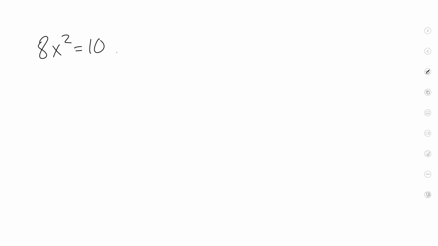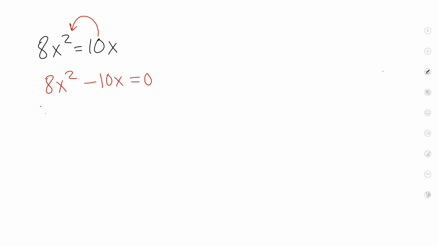Equals 10x. All right, so guys, is this in the standard form? Nope. So first we need to put it in standard form. So I'm going to put it as 8x squared minus 10x equals 0. What I did was move this to the other side, and it changes the sign when you do that. All right, now we're going to identify A, B, and C.